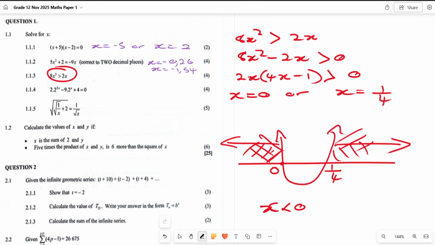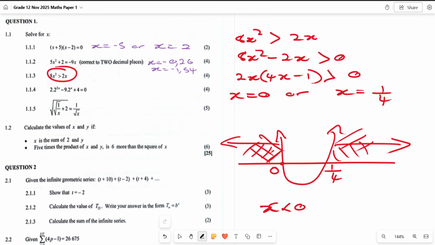Because all the numbers from 0 going all to the left, if we substitute minus 1 into this equation, you will notice that your answer is greater than 0. Let me do it for you. If you say 8, open bracket, let's put minus 2, because we need x to be less than 0.